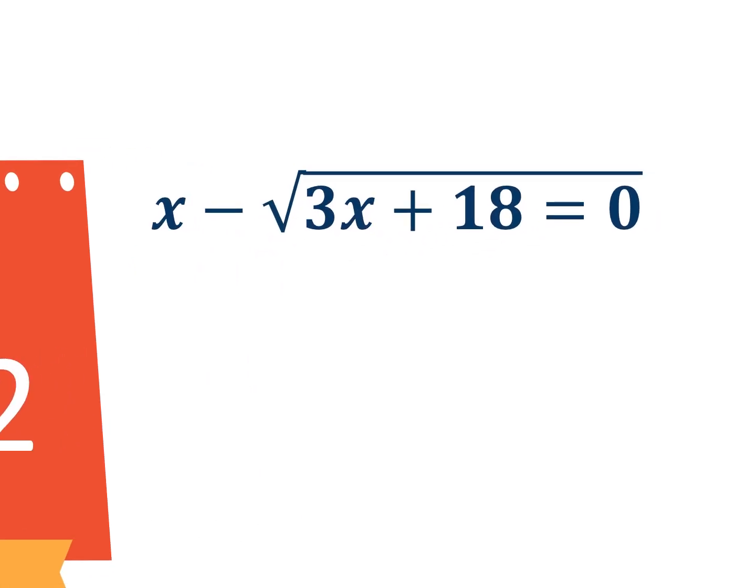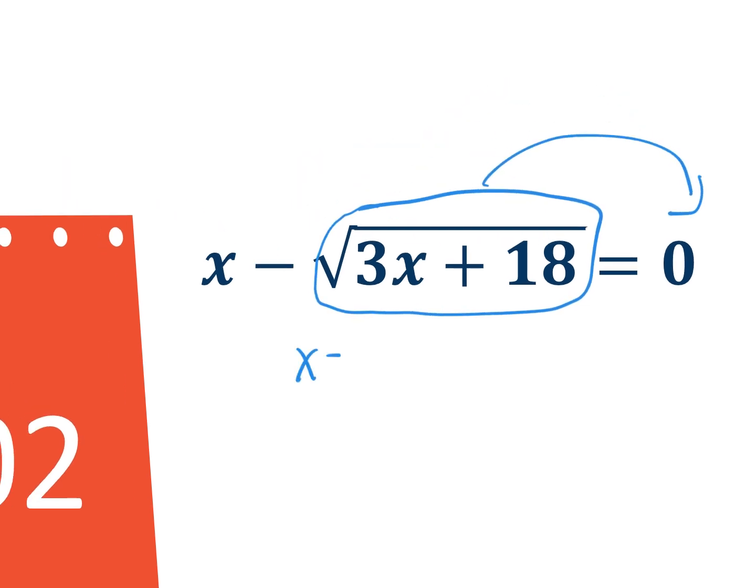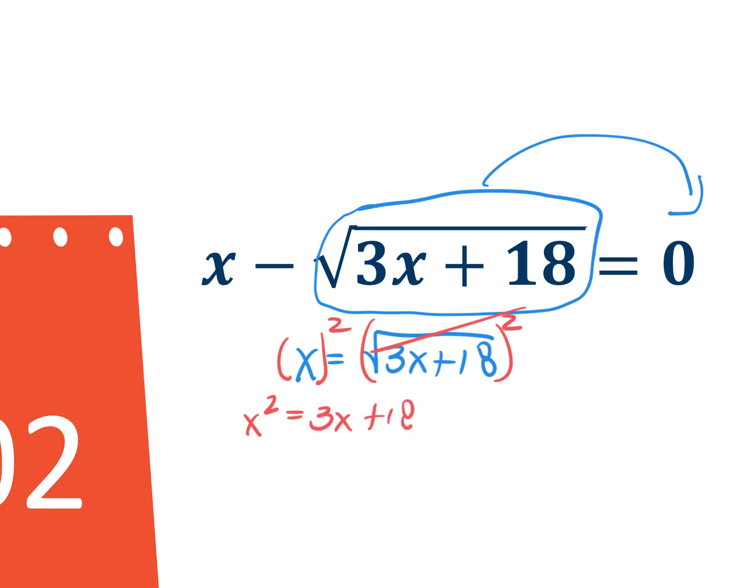Again, we have the same thing. I don't know why this square root is extended a little bit with our PowerPoint, so we can go ahead and fix that. But again, I have a radical that I need to isolate. So since it's negative, I'm just going to move it over here. This is going to become x equals the square root of 3x plus 18. Now that my radical is by itself, I'm going to get rid of that radical, so I'm going to square both sides. So this becomes x squared equals 3x plus 18.